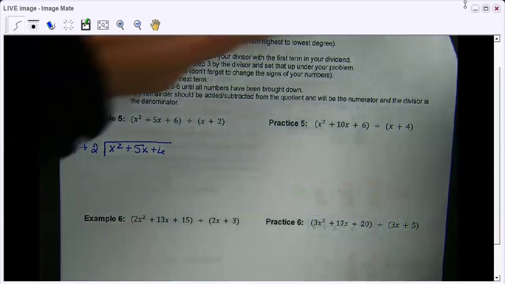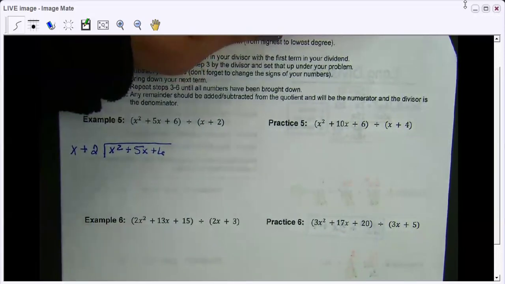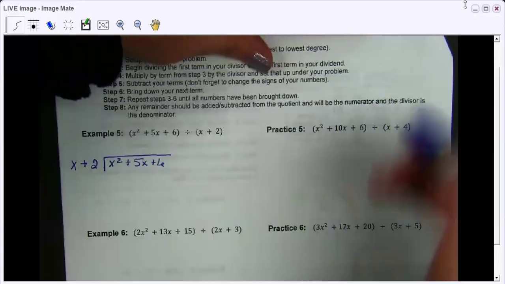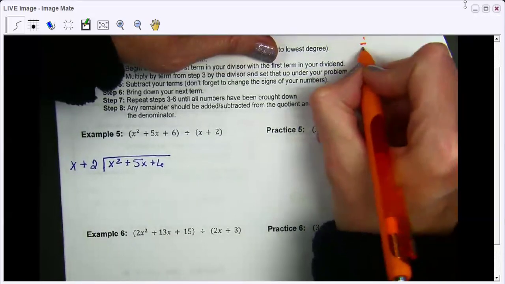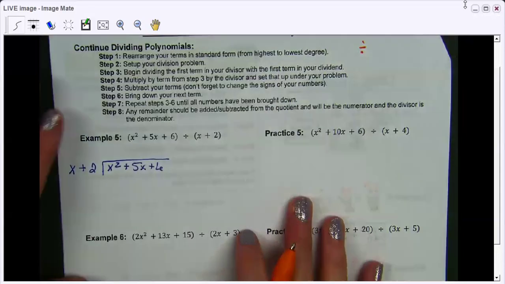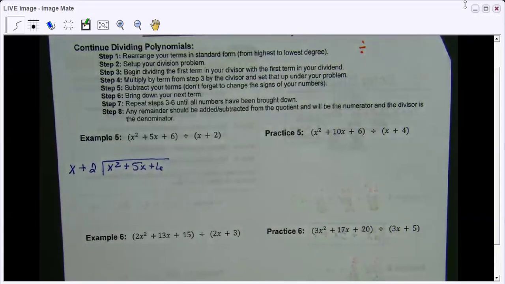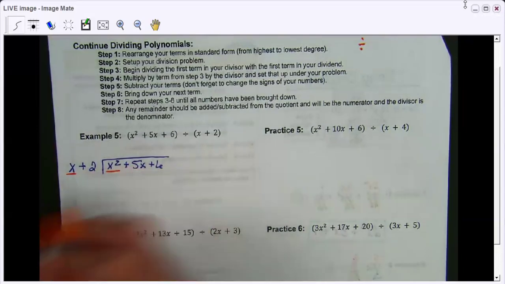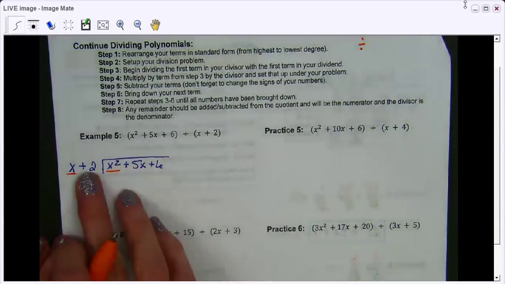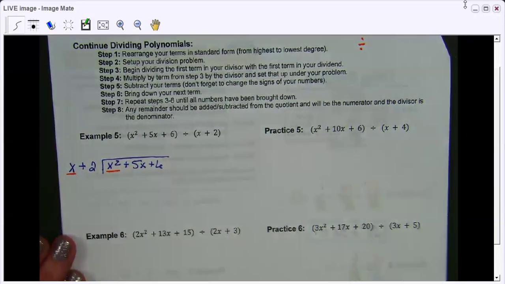So remember, the first thing that we're going to do is divide. Now, when we divide with polynomials, we're trying to figure out how many times x goes into x squared. Don't worry about the positive 2 yet. How many times can x go into x squared? Do you know that off the top of your head? What do you think? 2.